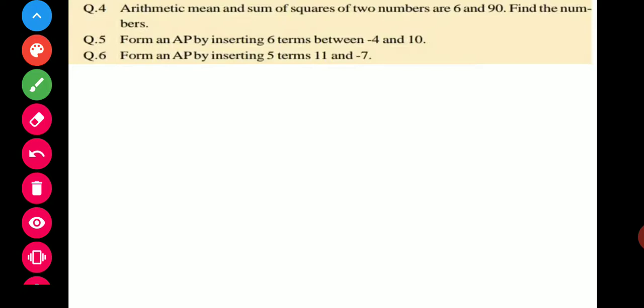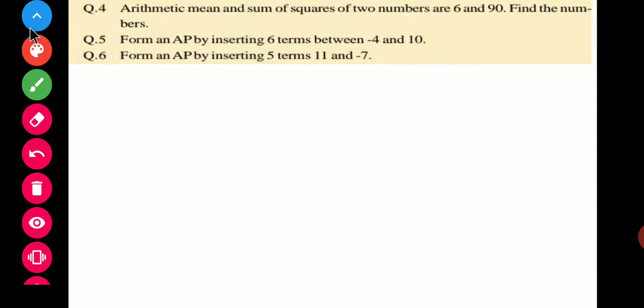Now come to the fourth question. Arithmetic mean and sum of squares of two numbers are 6 and 90. Find the numbers. How can we find the numbers?